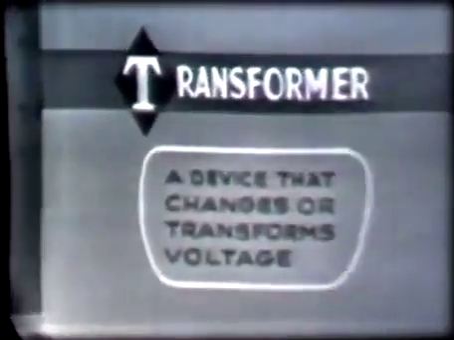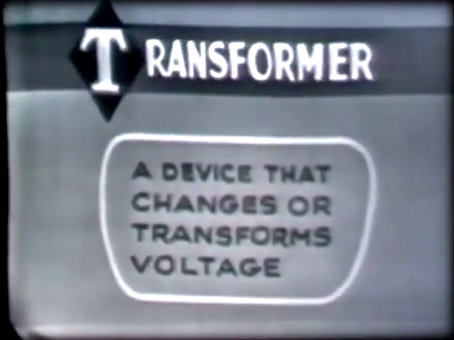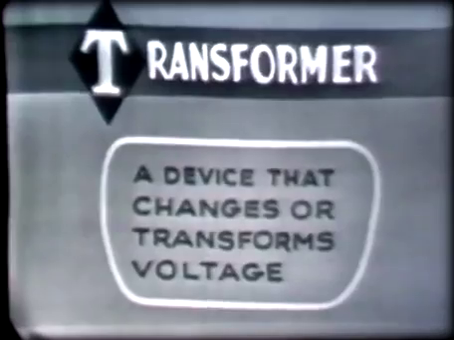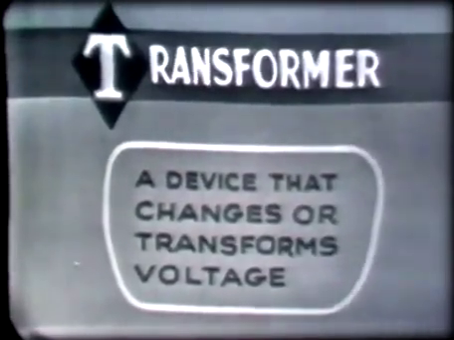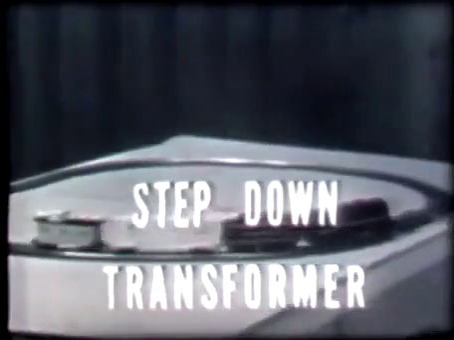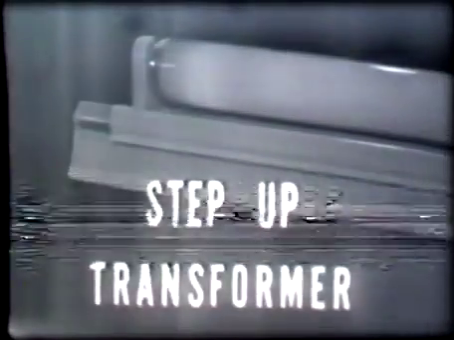The answer to both of the questions just posed for you, and also the subject of this lesson, is the transformer. Now, just what is a transformer? Well, basically, we can say it's a device that does just what its name implies. Changes or transforms voltage. If the transformer reduces the voltage, as in the case of the train, it's called a step-down transformer. Whereas if the transformer increases the voltage, as in the case of the fluorescent light, it's called a step-up transformer.